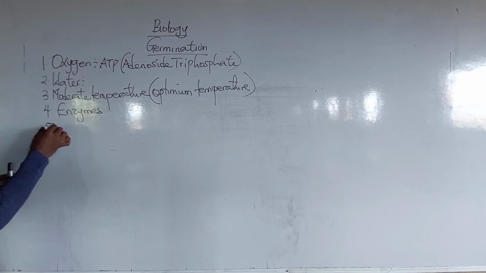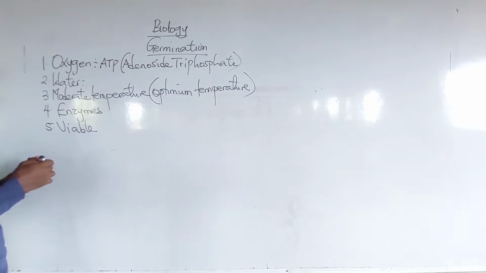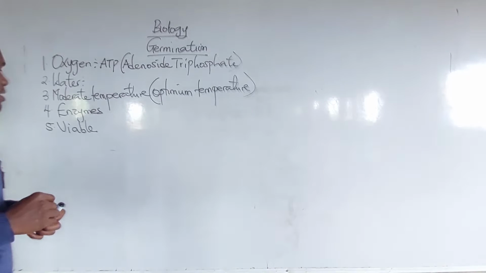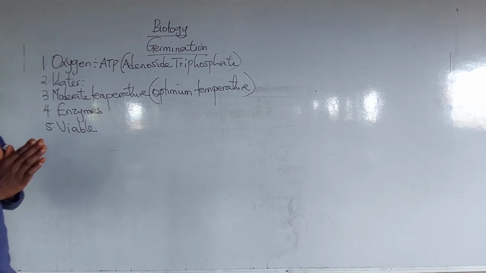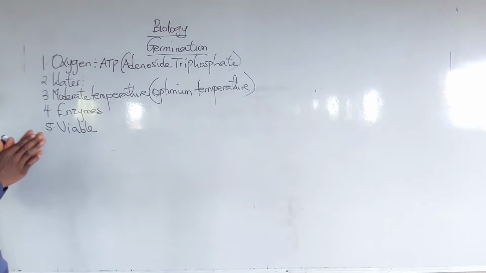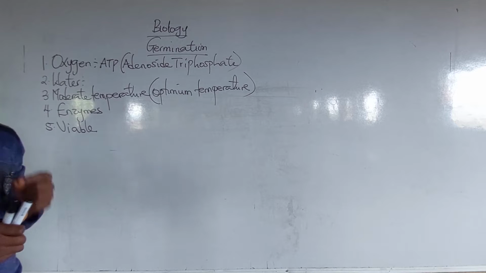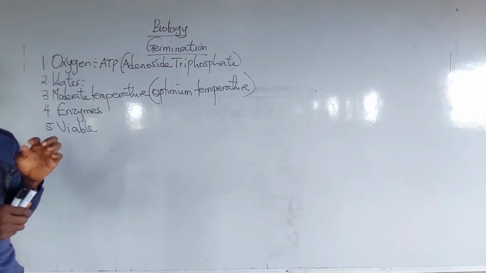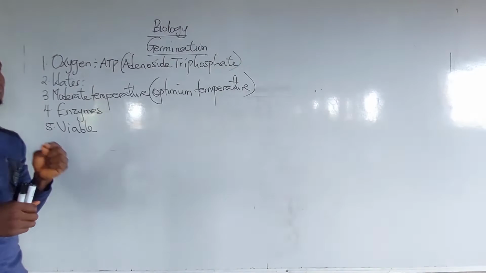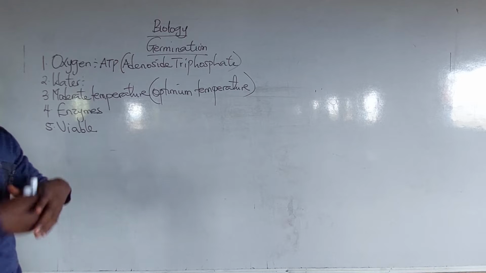Then number five, you have a viable seed. A viable seed is a seed that has the ability to sprout easily without being prevented. Seeds that are not viable cannot germinate, even if they are planted, because a non-viable seed must have been invaded by insects, birds, or even man.